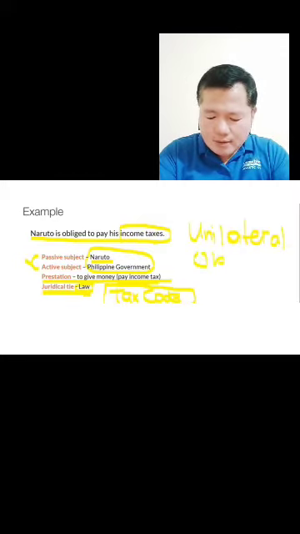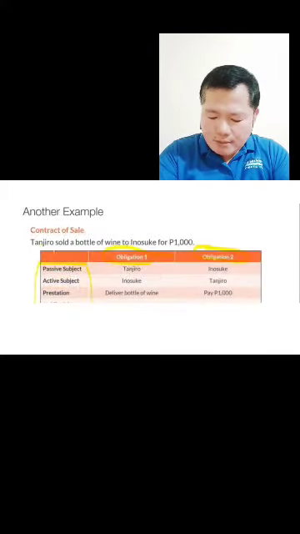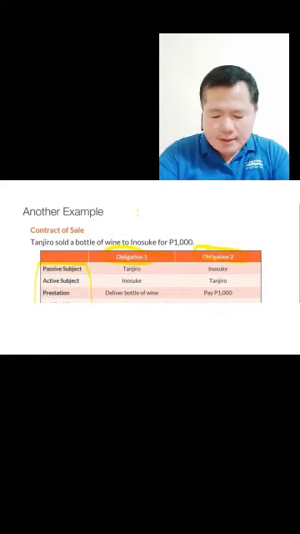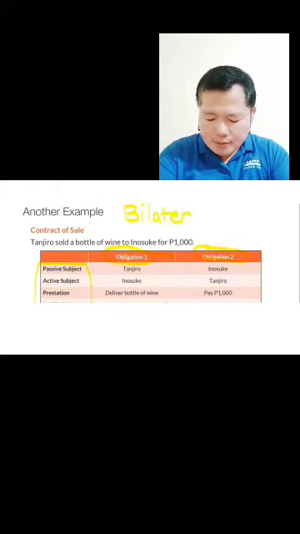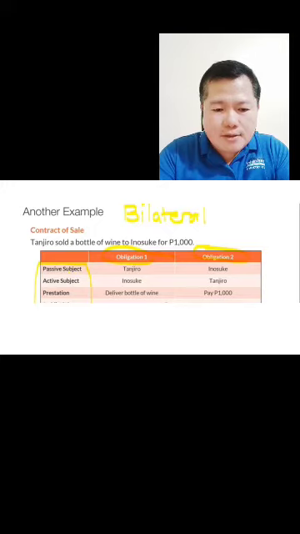Unilateral obligation. So when we say unilateral obligation, there is only one passive subject, or only one party who has the obligation. Whereas in this case, the contract of sale is not unilateral, but it is called bilateral. So when we say bilateral, there are 2 parties. These 2 parties have their own obligations to each other. So ito ang kakaibahan ng dalawa.